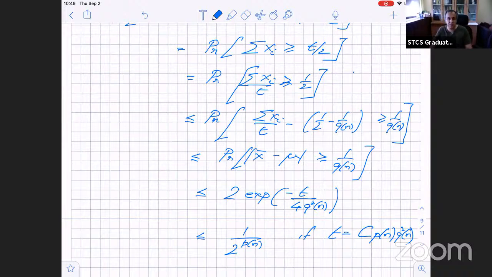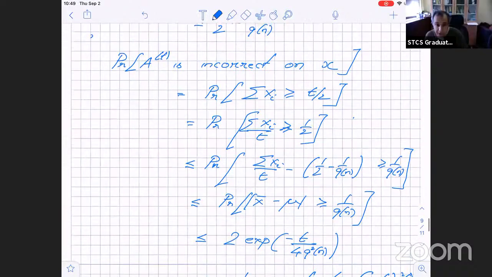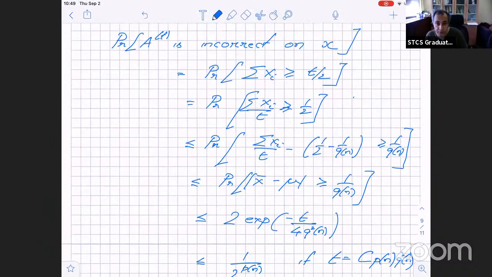Any questions on this? Yeah, can we go to statement 2 one more time? The entire proof or the statement of the theorem? The statement.